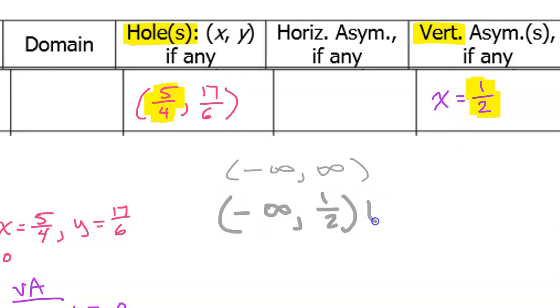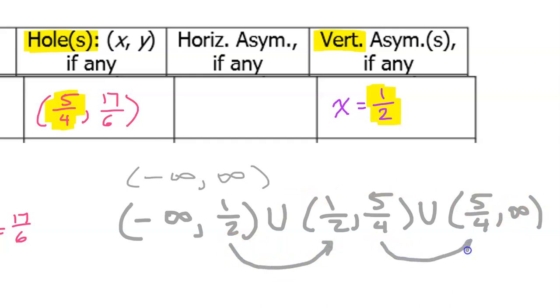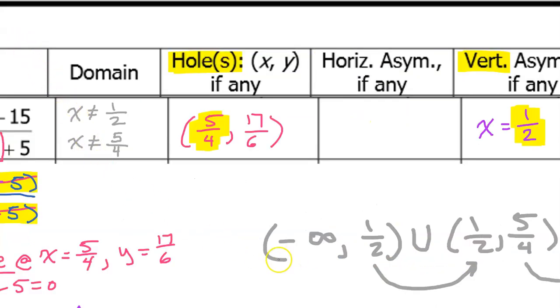So that's why the domain is going to be from negative infinity to 1/2, union 1/2 to 5 over 4, union 5/4 to infinity. I just have to skip over the 1/2 and skip over the 5/4. I'm not going to be able to fit all that in this tiny box, so a shorter way of expressing the domain would be to say x cannot equal 1/2, x cannot equal 5/4.